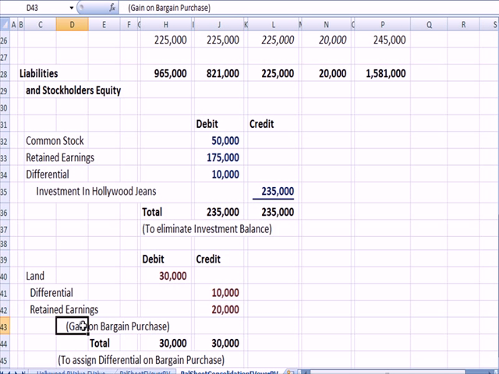Why? Because we have a gain because we were able to buy the assets at something less than fair value. We got a bargain. We bought it at a bargain. So the purpose of this entry is to assign the differential to eliminate it due to a bargain purchase. Another way to think about it is retained earnings always includes net income. A gain is considered something that's going to increase your profit. So it should make sense if net income increases retained earnings by crediting, a bargain purchase would increase retained earnings by crediting also.